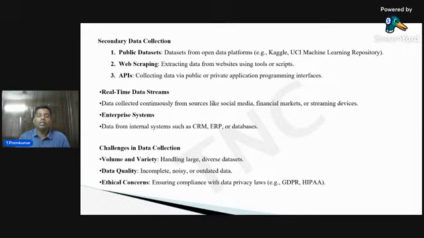And in the case of data quality, it should not be incomplete, noisy, or outdated data taken into the data collection process, which gives you improper results or output. And in the case of ethical concerns, ensuring compliance with data privacy and privacy laws, that is GDPR as well as HIPAA.